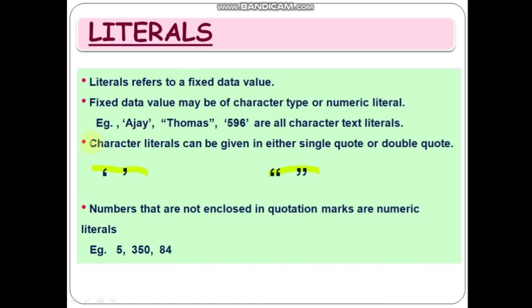character literal. Like for example, Ajay, which is given in single quote, and then Thomas, which is given in double quotes, and then 596. This is though a number. You might think that this is a number, but it is given inside single quote. That means it is a character literal. Now, numbers that are not closed in quotation marks are numeric literals. Like any number you consider, whether it's a positive number or a negative number, if it's not given in quotation mark, it is a numeric literal.